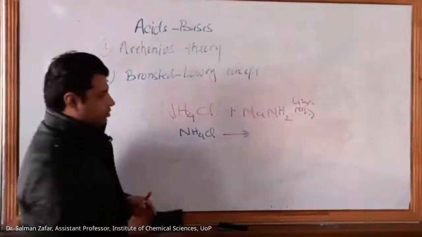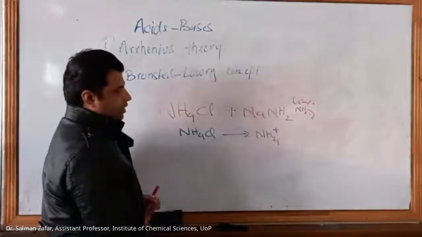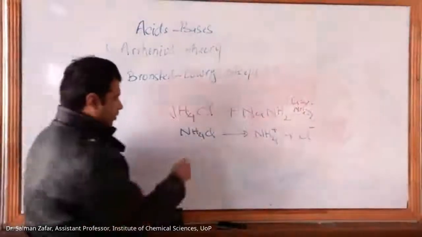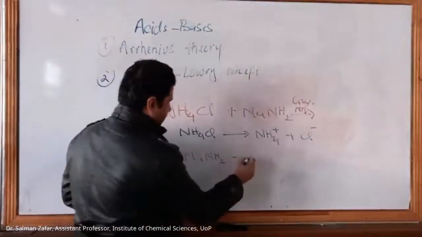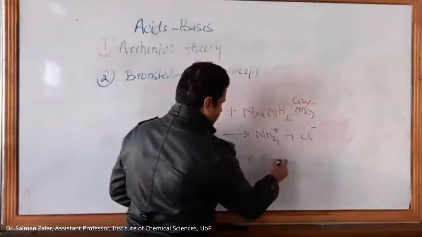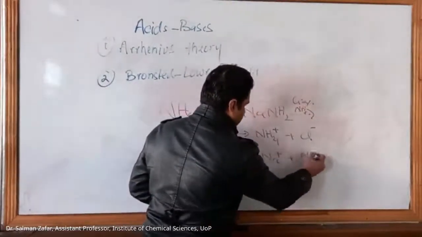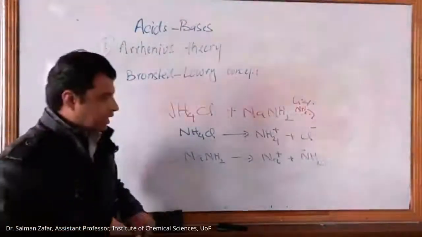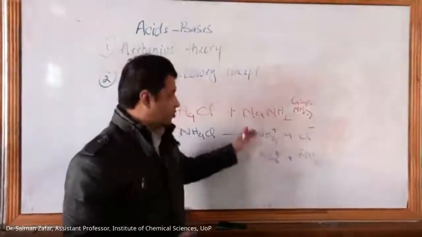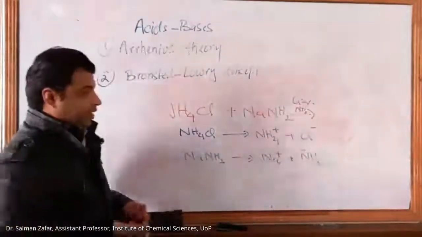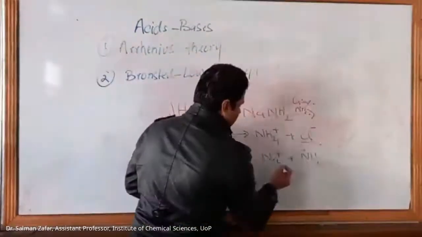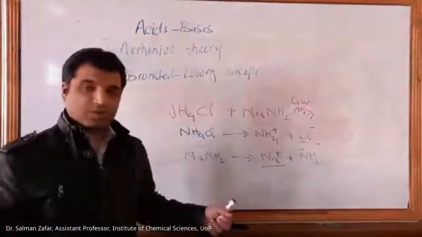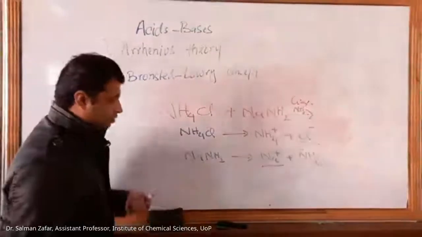So ammonium chloride is dissociated into ammonium ion and the chloride ion. Sodium amide is dissociated into sodium ions and amide. So you know that we have these four different ions, two cations and two anions. And now you can see here that this chloride ion and sodium ions will react together to form sodium chloride, which is the formation of a salt.